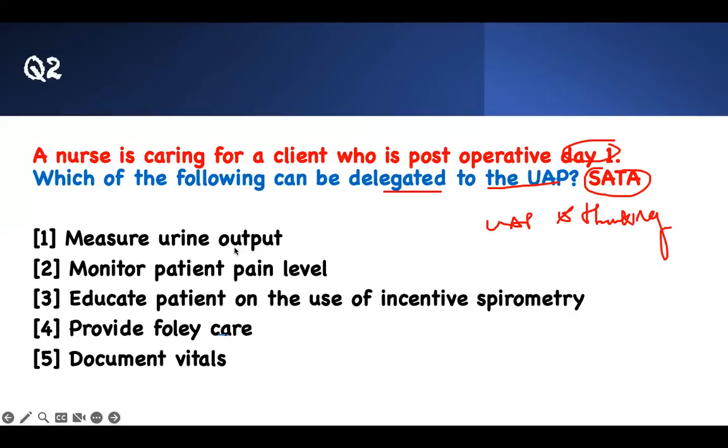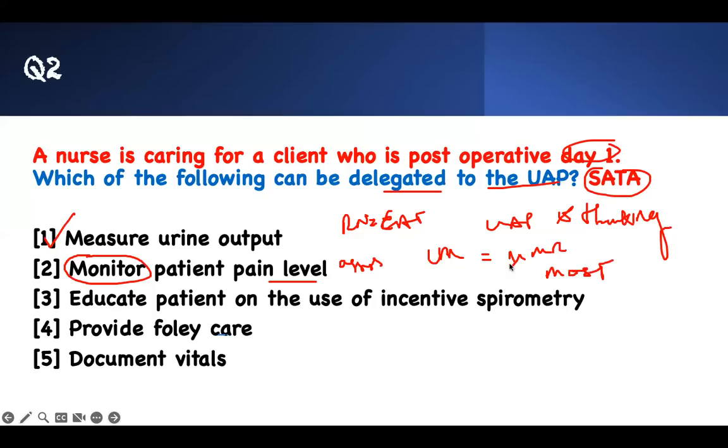Measure urine output, no brainer, right? They can do that easily. Monitor, the word monitor changes everything. You have to monitor patient pain level, you try to do assessment. It is done by the RN. RN do evaluation, assessment, and teaching and high maintenance medication. And the LPN do MMR mostly. That's my acronym.